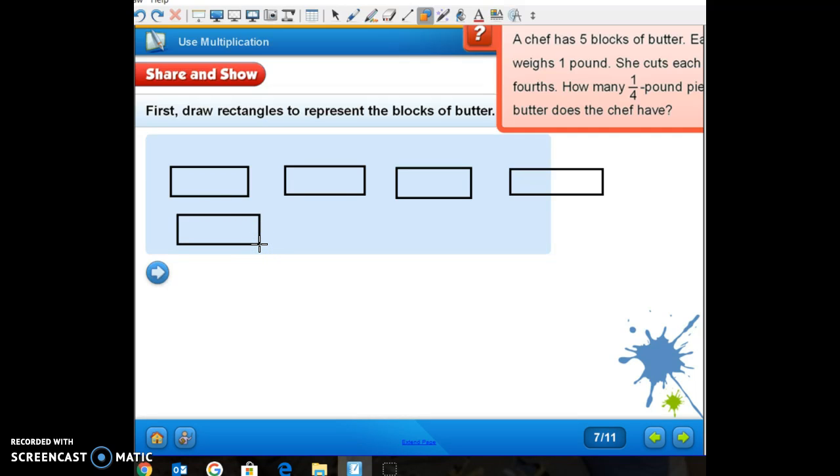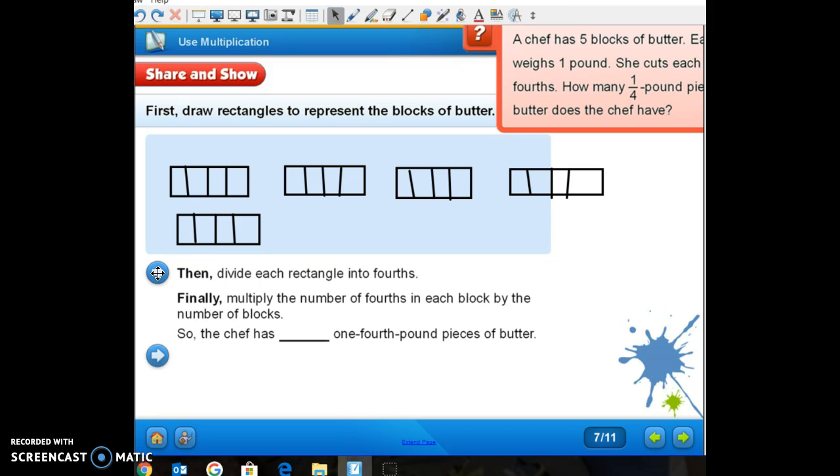How many pieces is she going to cut it into? Look, your fraction says 1/4. So we're going to divide each one into 4. You can put a line down the middle, and then a line between each of those, and you should get pretty even sized pieces. They're not going to be perfect because we're not measuring. So divide each of your rectangles into 4 pieces.